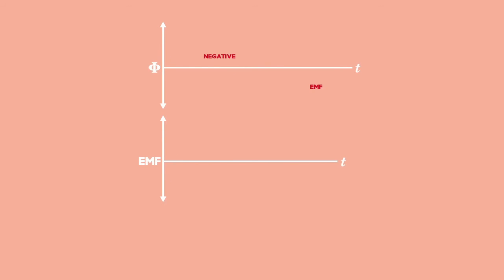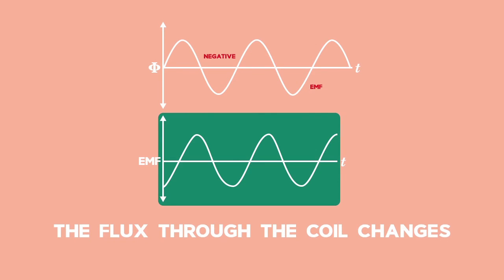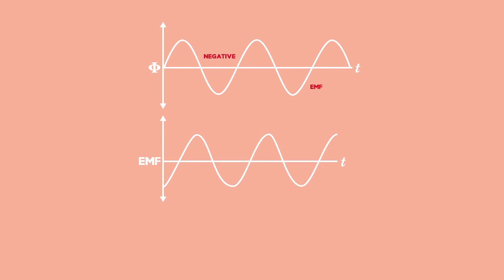If a coil is spun in a magnetic field, the flux through the coil changes like this graph. The flux through the coil is greatest when the coil is perpendicular to the field and zero when the coil is parallel to the field. If the coil keeps spinning, the flux varies like a sine curve.